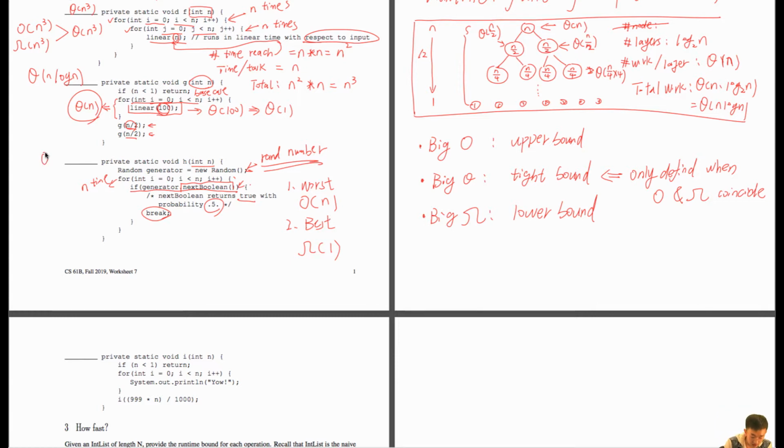So in this case, we have a worst case runtime O(n) and a best case runtime omega 1. And since the best and worst case are not the same, we cannot use the tight bound, and therefore we cannot use theta in this case.